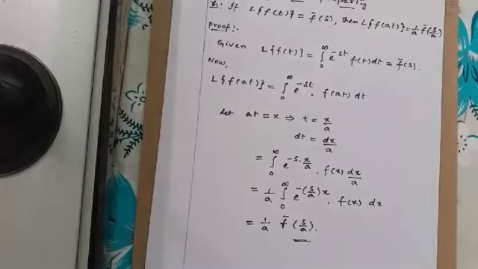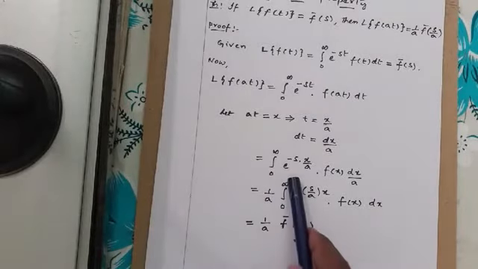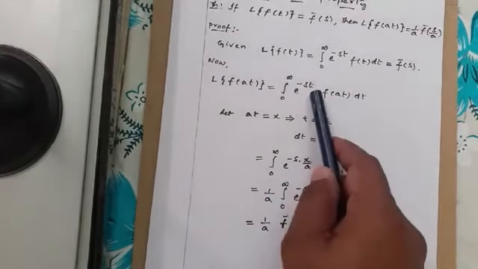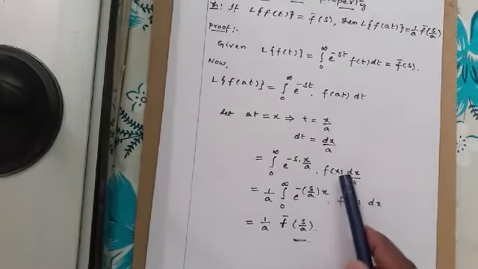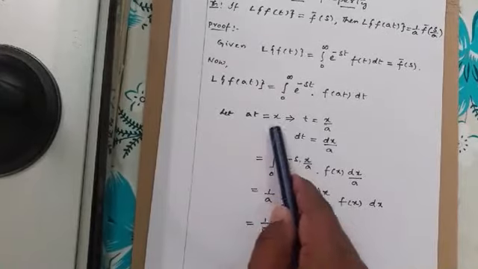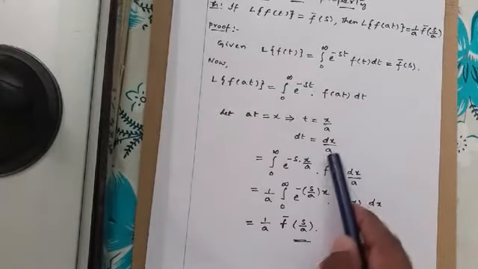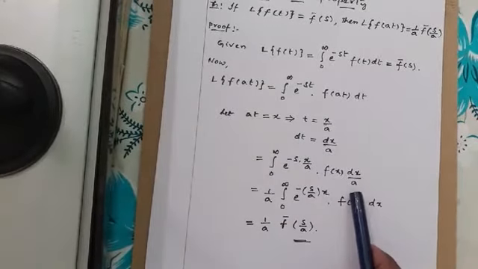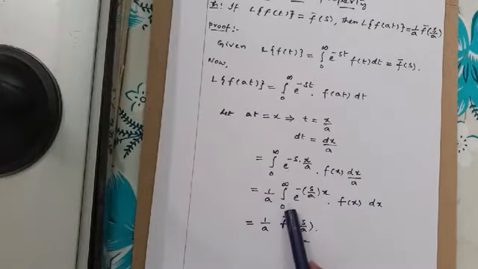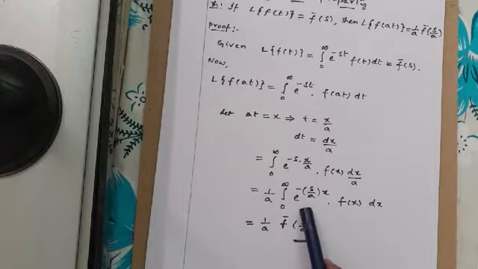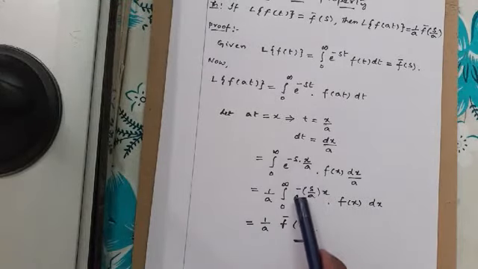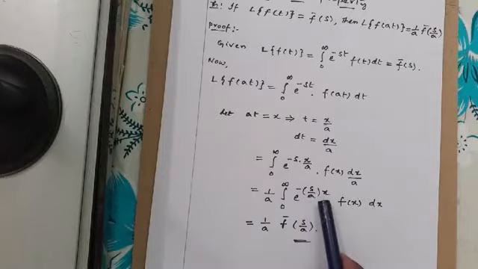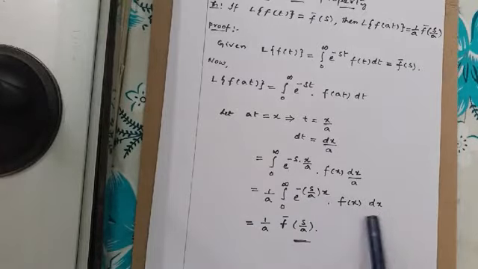Then integral 0 to infinity e power minus s, in the place of t I am substituting x by a, into f of at. So in the place of at I am substituting x, and in the place of dt I am substituting dx by a. Then I am taking this 1 by a outside. So 1 by a integral 0 to infinity e power minus s into x by a, written as minus of s by a into x, into f of x dx.